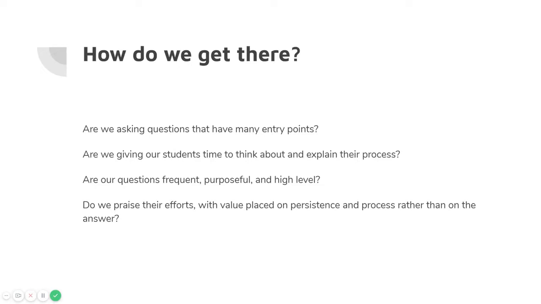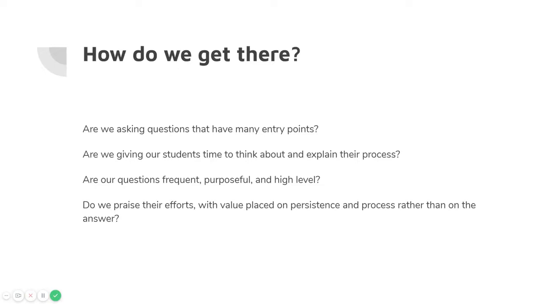So how do we get there? One thing we need to think about is, are we asking questions that have many entry points? Meaning, if we ask the question, what's 4 plus 3, there's one entry point and one exit point. Are we asking questions that get our students thinking more than just the one correct answer? The other thing we need to do, and I'll give you more examples of this coming up, is to ask: are we giving students time to think about and explain their process?